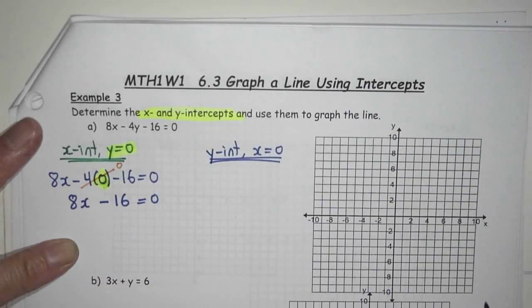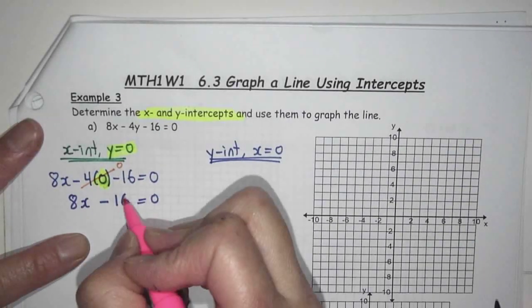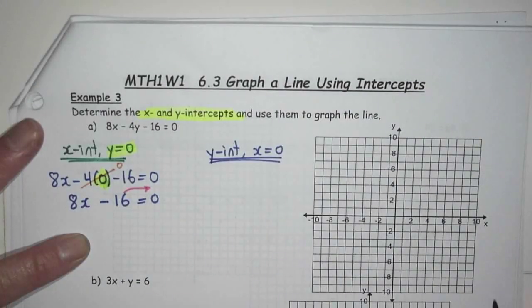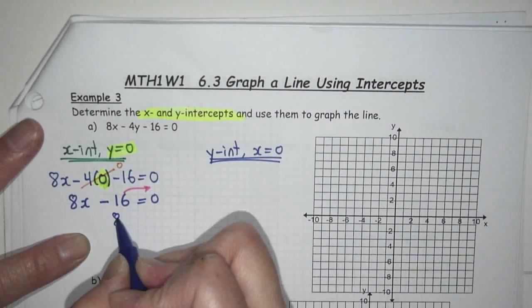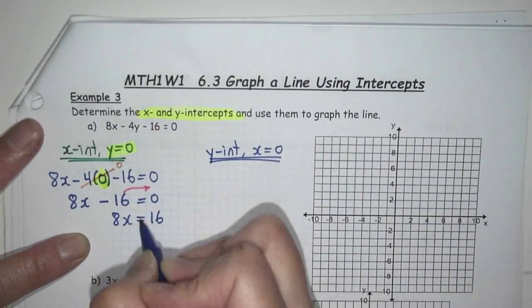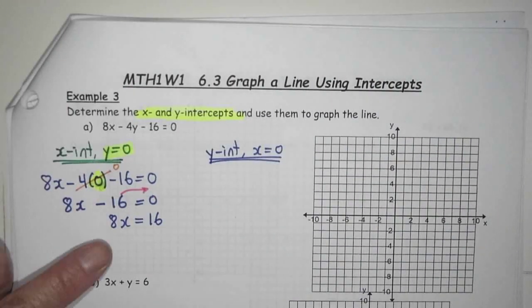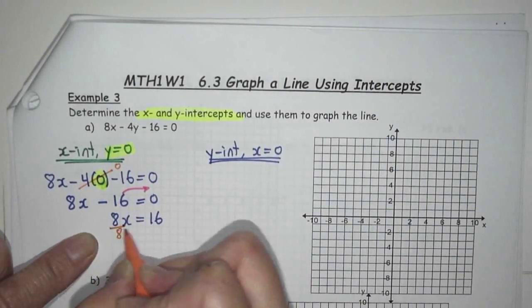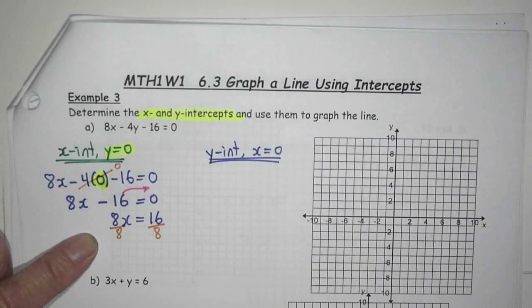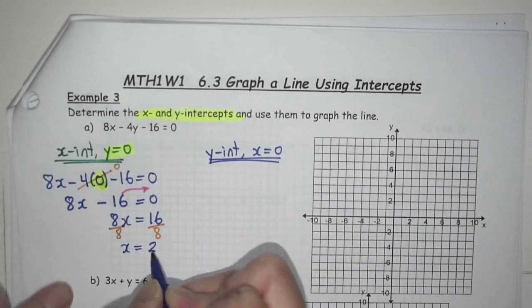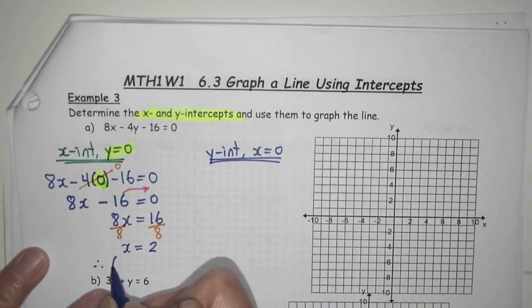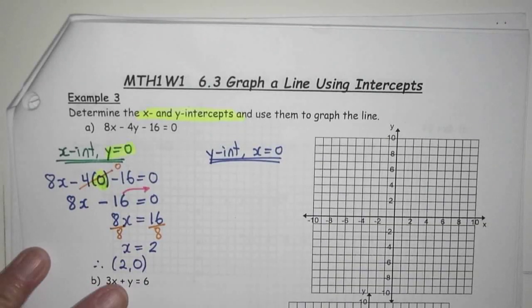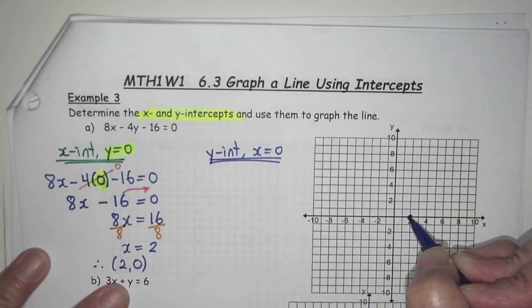Then when I'm solving this, I'm going to bring the 16 over to the other side. I'm going to make it positive 16. So 8x equals 16 when it hops over the equal sign. When you want to get rid of the number in front, we divide both sides by the 8, and we're going to go x equals 2. Therefore, this gives me 2, 0 as a coordinate. And then you can even plot that point. That'll be 2, 0 right here.